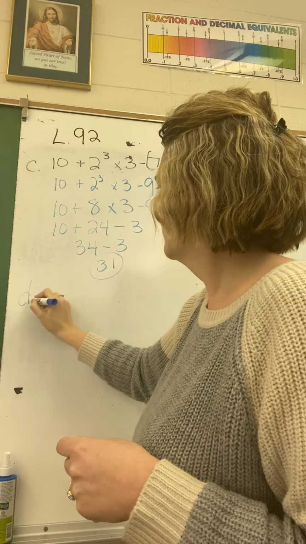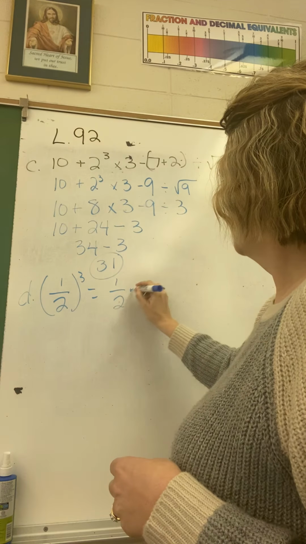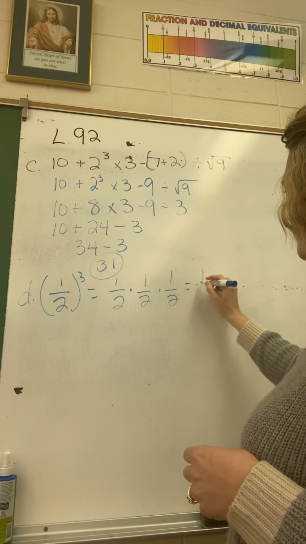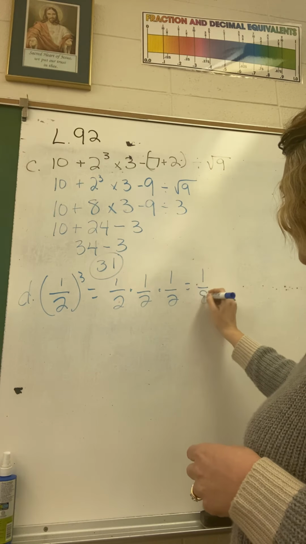D says, what is a half, and they have it like this, to the third power. It doesn't matter if the parentheses are there or not, it's the same thing. So this is the same thing as a half times a half times a half, which is going to get us 1/8.